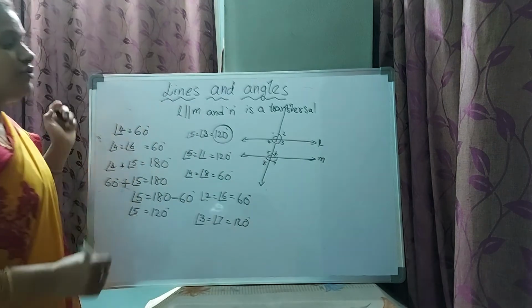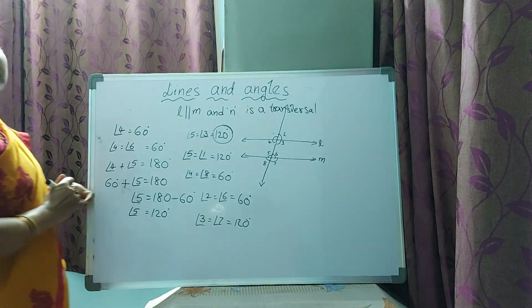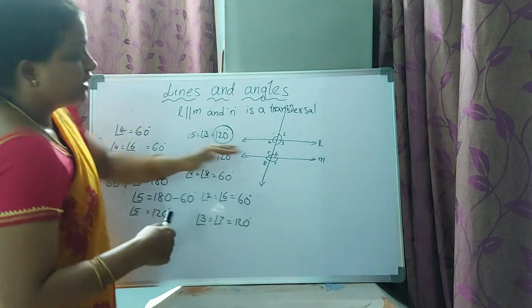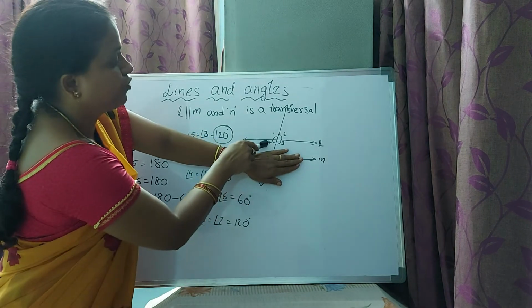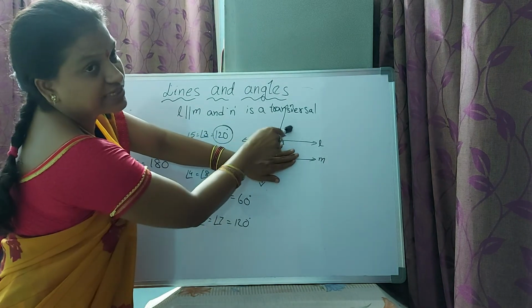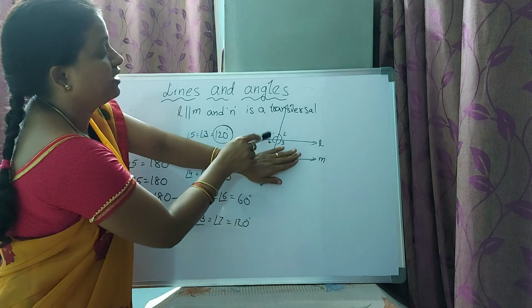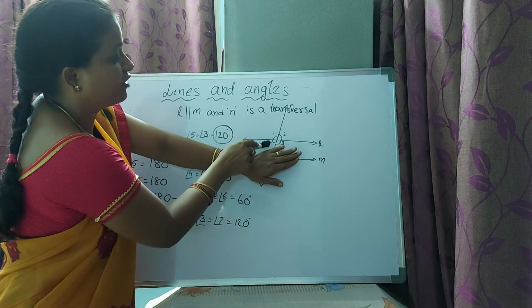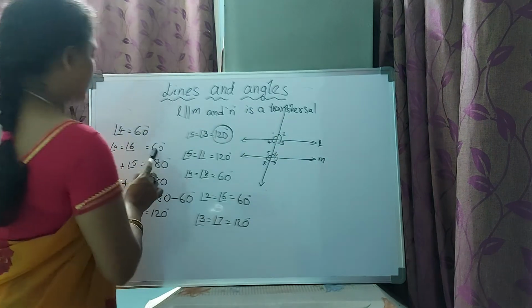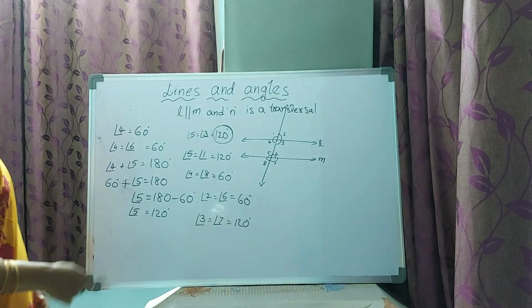In this way, we can find, not only like this, another method also there. See, if you take only this one, angle 4, angle 2, vertically opposite angles are equal. Like that also you can find. Angle 4 is equal to angle 2. Angle 4 is 60. Angle 2 also 60. In that way also we can find.